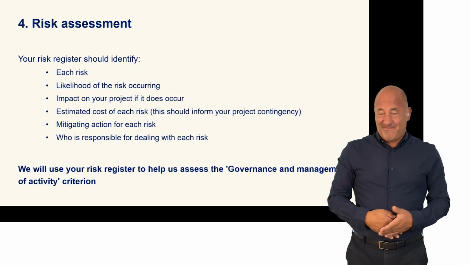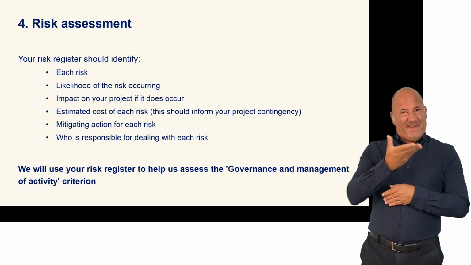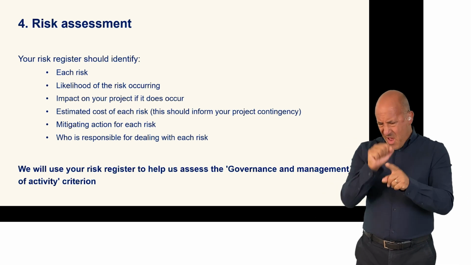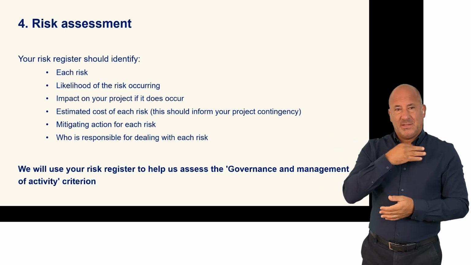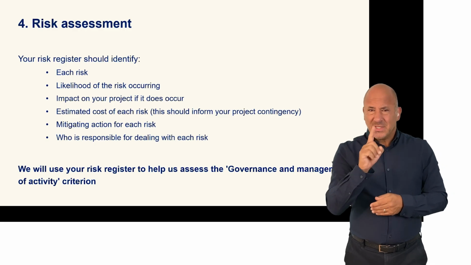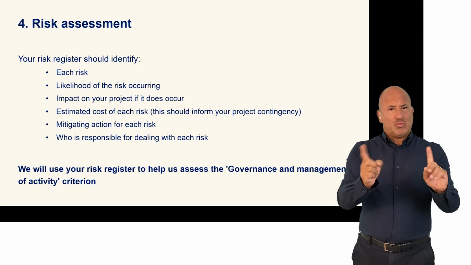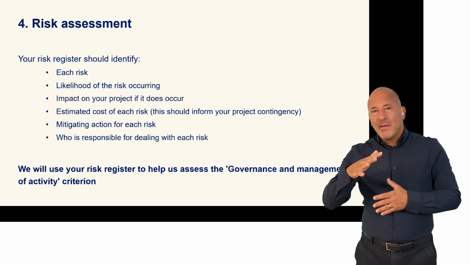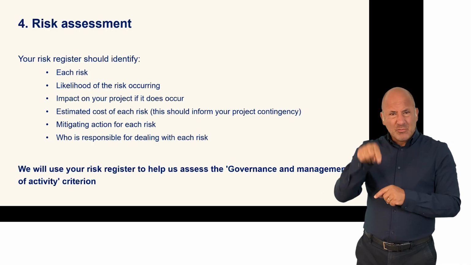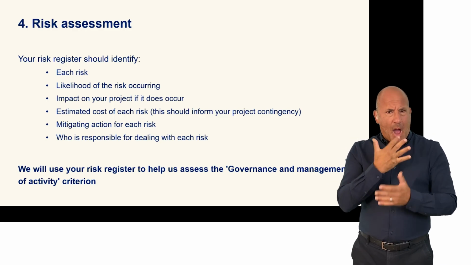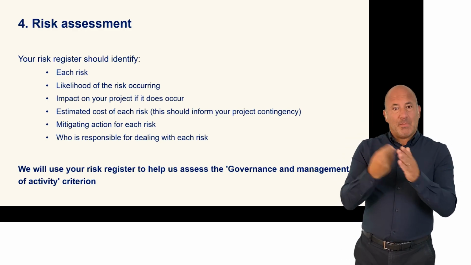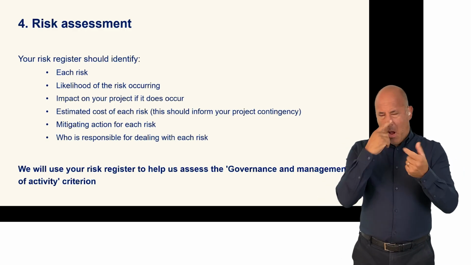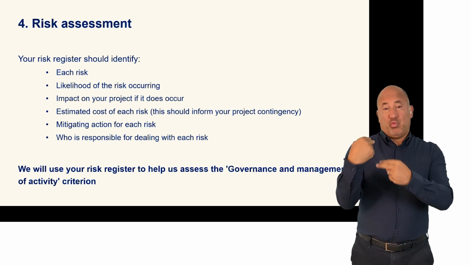The risk register you submit with your application will help us to assess the governance and management of your activity. Covering all the risks you have identified with your project, it should include risks to the successful delivery of your project, as well as the risks to your organisation during project delivery, the risks themselves detailed and the likelihood of the risk occurring, the impact on your project if it does happen, how much each risk may cost. This will help you check whether you have adequate contingency allowances to cover the identified risks, how you can prevent or mitigate the risk if it does happen, and the person responsible for dealing with the risk.